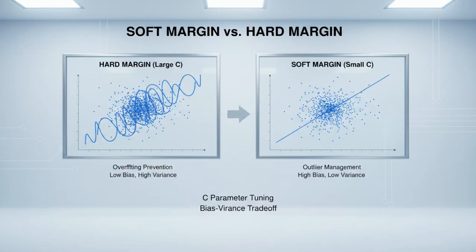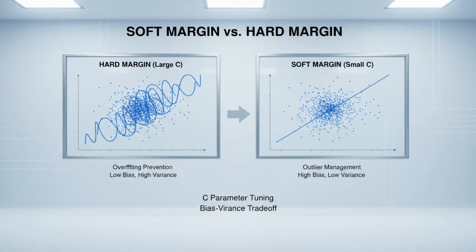In practice, datasets often contain outliers, data points that fall into the wrong territory. If we use a hard margin, the SVM will try to perfectly classify every single point, which can lead to overfitting or even failure if the data isn't perfectly separable. To fix this, we introduce the C parameter, which creates a soft margin. A soft margin allows for some misclassifications in exchange for a cleaner, more generalized boundary.